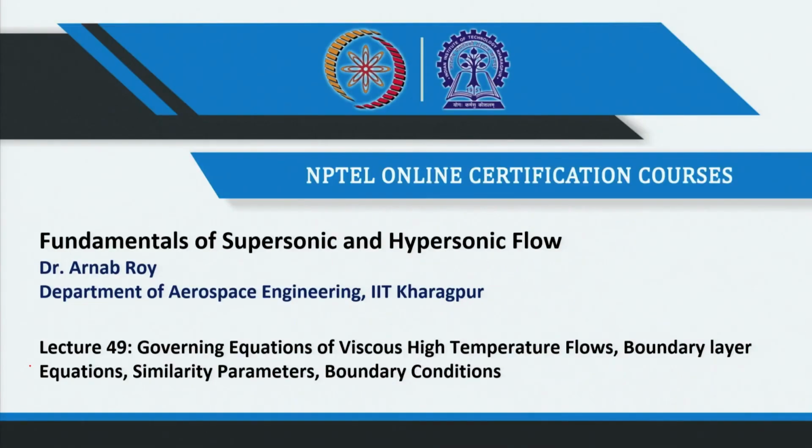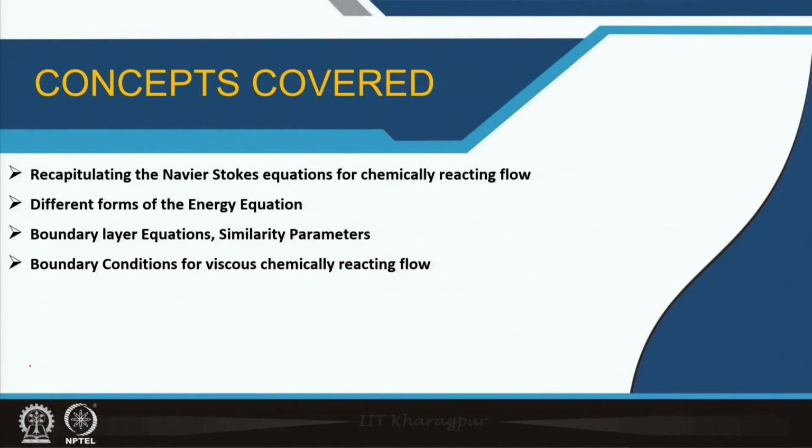In this lecture, let us continue discussing the governing equations of viscous high temperature flows, including the boundary layer equations. We would try to identify the similarity parameters when we look at the boundary layer equations. We would look at different forms of the energy equation, and finally, we will close the discussion by looking at the boundary conditions applicable for viscous chemically reacting flow.